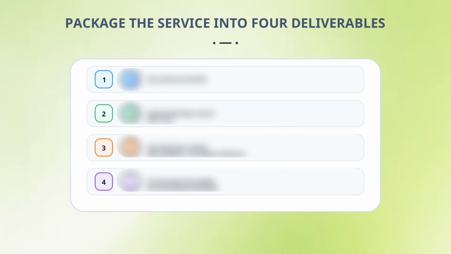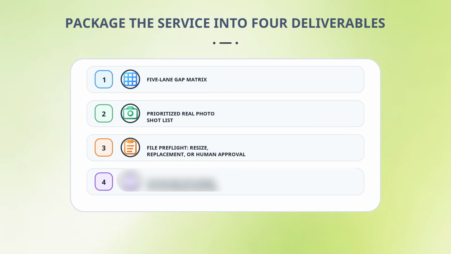Package the service into 4 deliverables. First, a 5-lane gap matrix. Second, a prioritized real photo shot list. Third, a file pre-flight showing what needs resizing, replacement, or human approval. Fourth, an upload map that identifies what the owner or authorized manager should add to the verified profile.